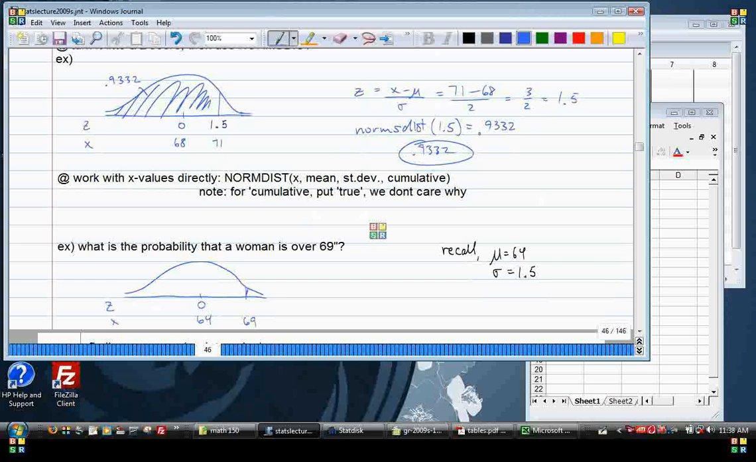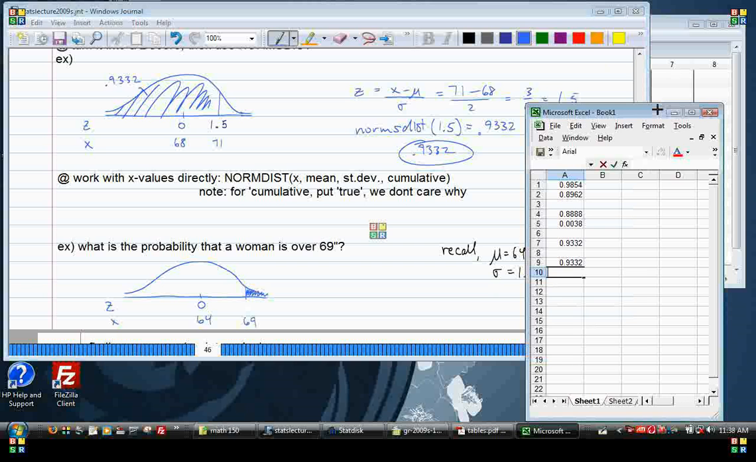Okay. So now, normally what would we do at this point? Normally we would find the z-score. Remember, I'm showing you we can use Excel to skip that step. So we write equals NORM.DIST, and now we put in the stuff. So what is the x value here? 69. What's the mean? Next, 1.5, and true. 0.9996. So the answer is 0.9996.